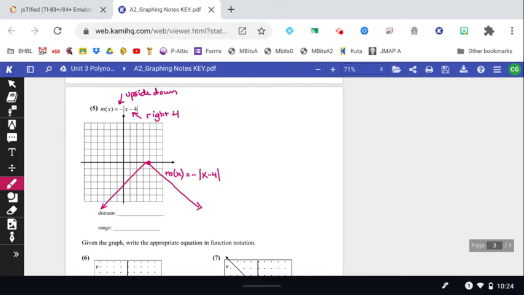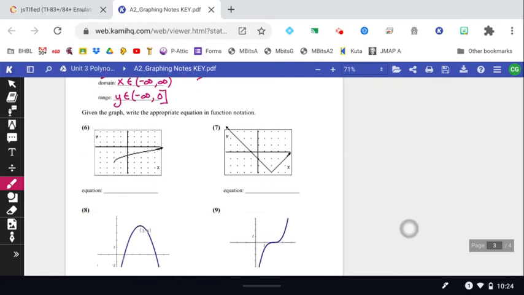So my domain, my x values have no restrictions, so negative infinity to infinity. My y values, though, this one's going to be a little bit different because we do have values that are going negative. This is actually going to go from negative infinity to 0 inclusive.